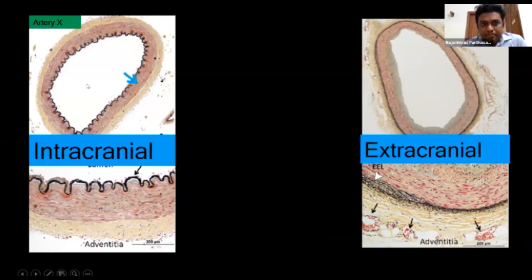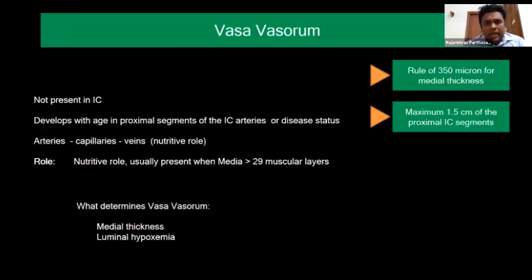So how is the nutrition to the artery? Most of it is from the blood within the lumen, and partly from the CSF as well. The important take-home messages about vasa vasorum: it's not present in the intracranial circulation. It can develop with age, particularly in the proximal segments of the intracranial arteries, or in disease states. It has an artery, capillary, and a vein, plays a nutritive role, and is usually present when there are more than 29 muscular layers.